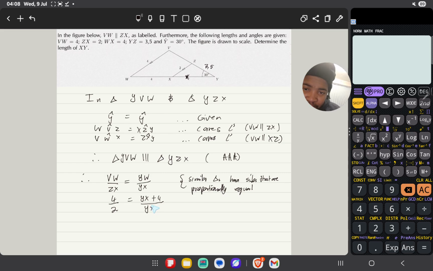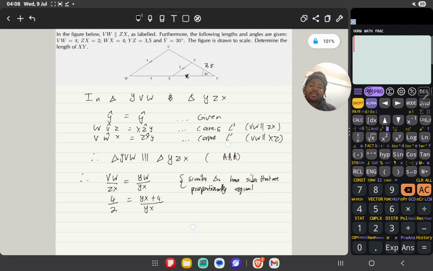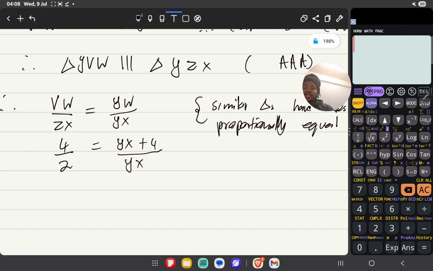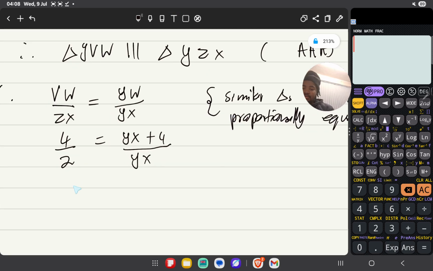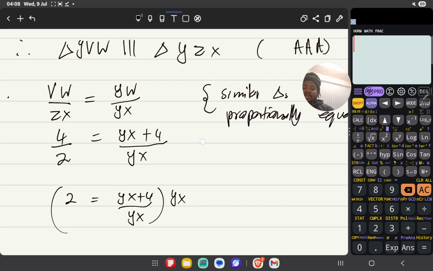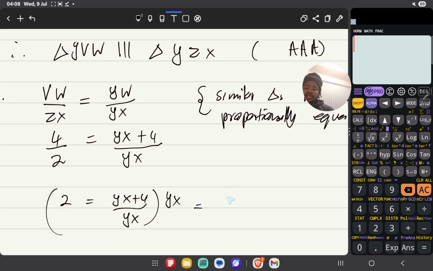Yes, YX plus 4. They told us that WX is 4. So from here, then we just do the math. You have 2 equals to YX plus 4. YX multiplied by YX, you're going to get 2YX equals to YX plus 4.